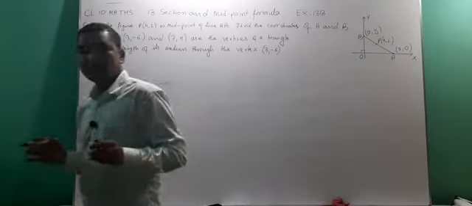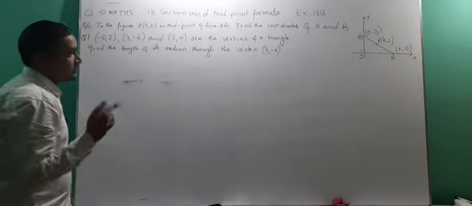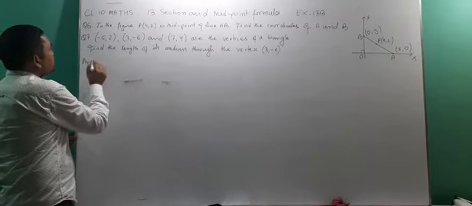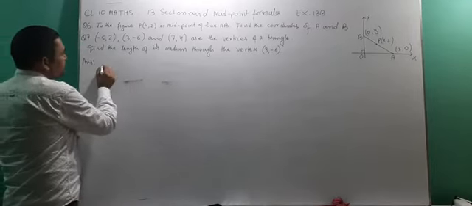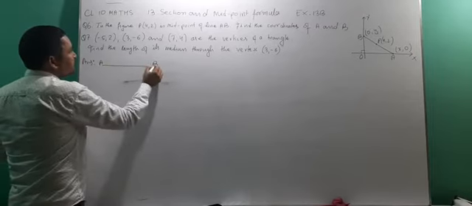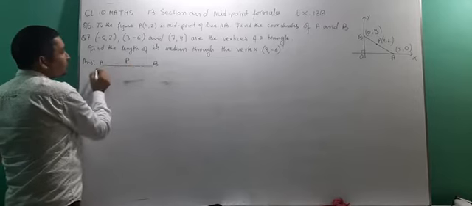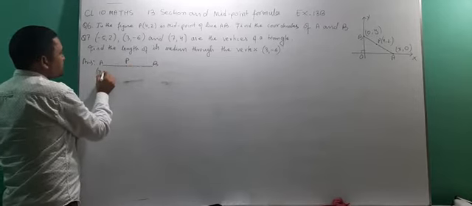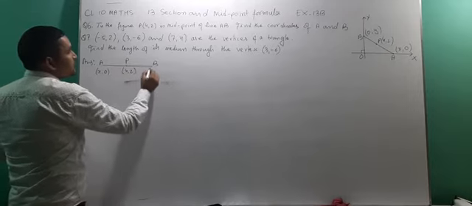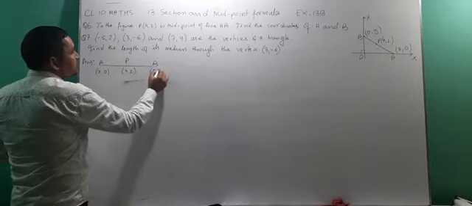I'll explain by solving these questions. Just look here. Answer: let me draw the same line segment AB. Then its midpoint is P. A is how much? x, 0. P is given as 4, 2. And B is given as 0, y.